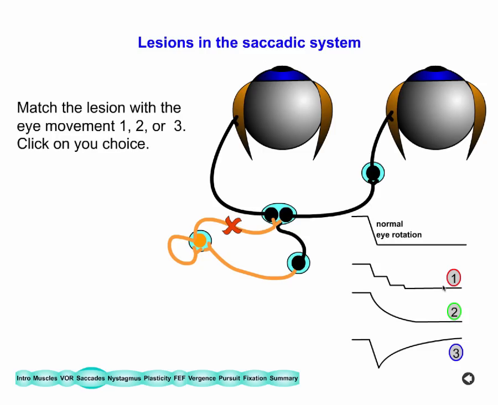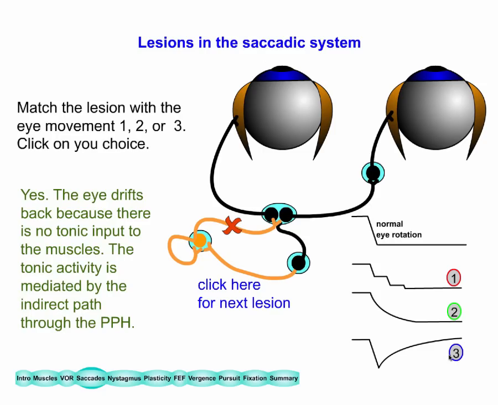All in favor of number 1. All in favor of number 2. All in favor of number 3. Hey, you got it. Good, because without the tonic signal, you'd drift back to where you started from. Your saccade is normal because this goes to this and rotates the eye. But when it gets there, there's no tonic activity, and you slowly come back to where you started from.